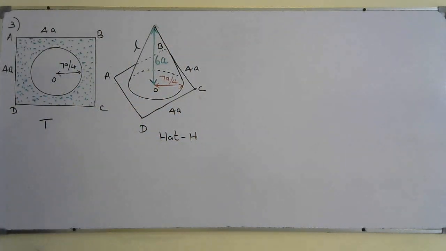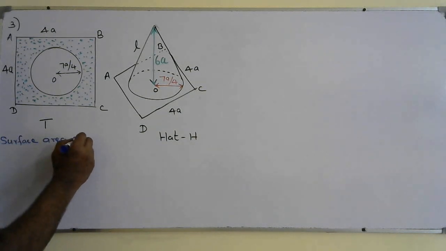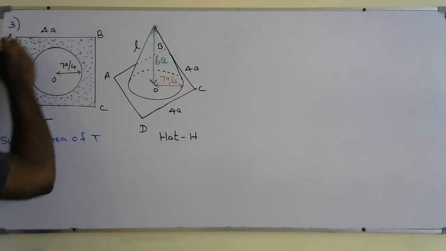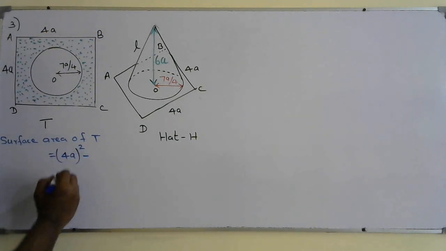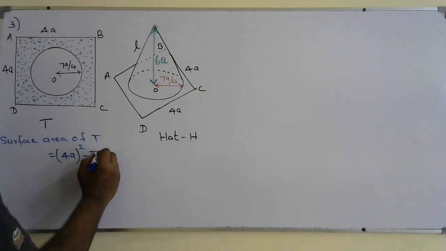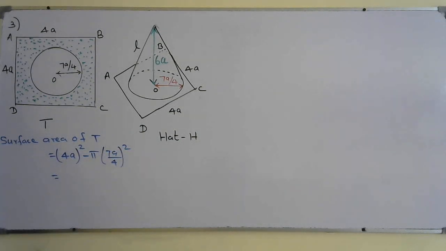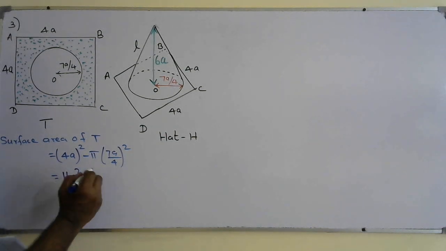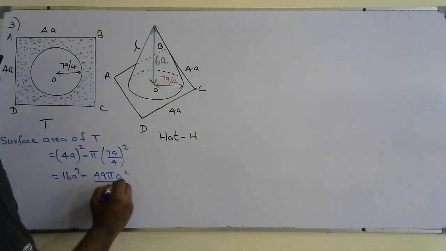Okay, so the surface area of T is equal to the surface area of the square, (4a) all squared, minus pi r squared, we remove that. So minus pi r squared, where r is 7a over 4, all squared. So when you solve, you will get 16a squared minus 49 pi a squared over 16.